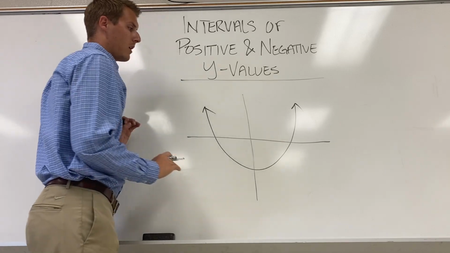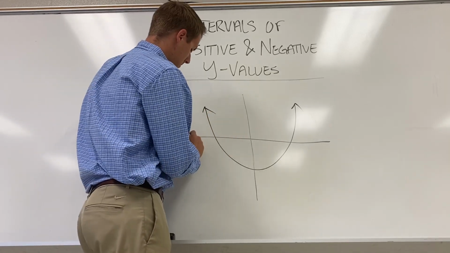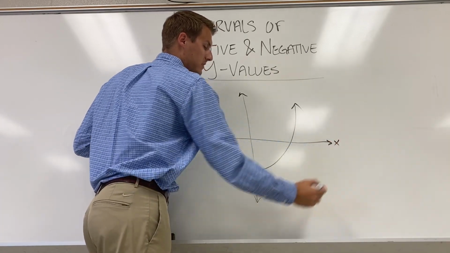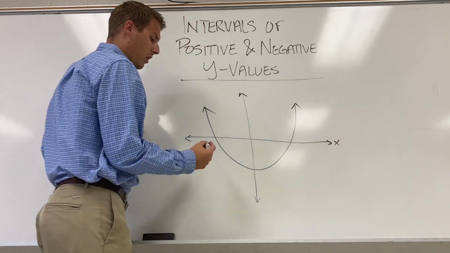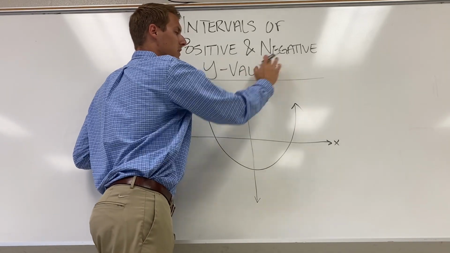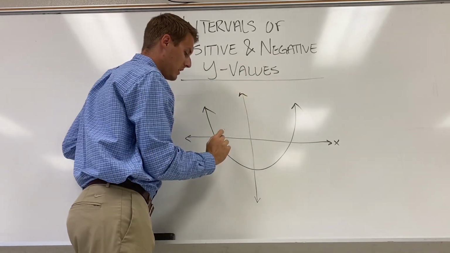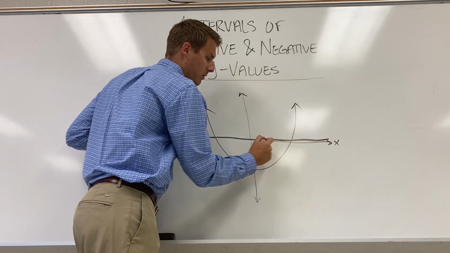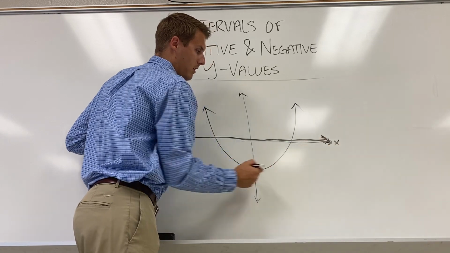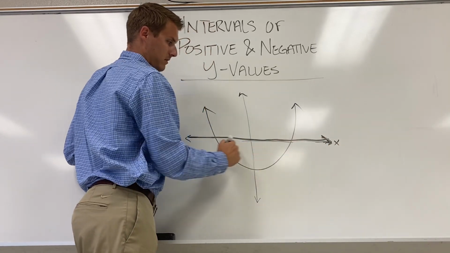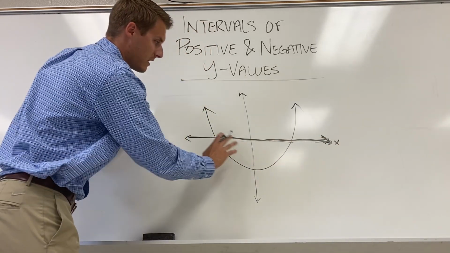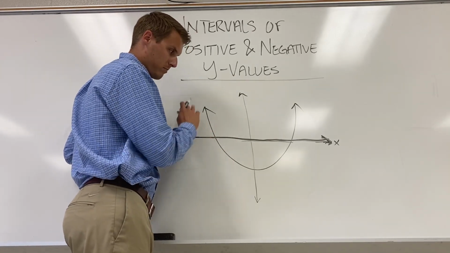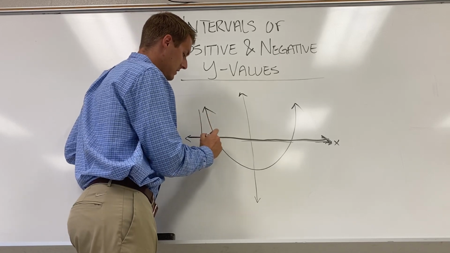All right, so let me label my axes. Got my axes. This is my x-axis, okay? All we're going to be doing with positive and negative y values is looking at where my values are above and below this axis, where it's above and below the x-axis. So I'm just going to separate it out into parts. It's the easiest thing to do, guys.